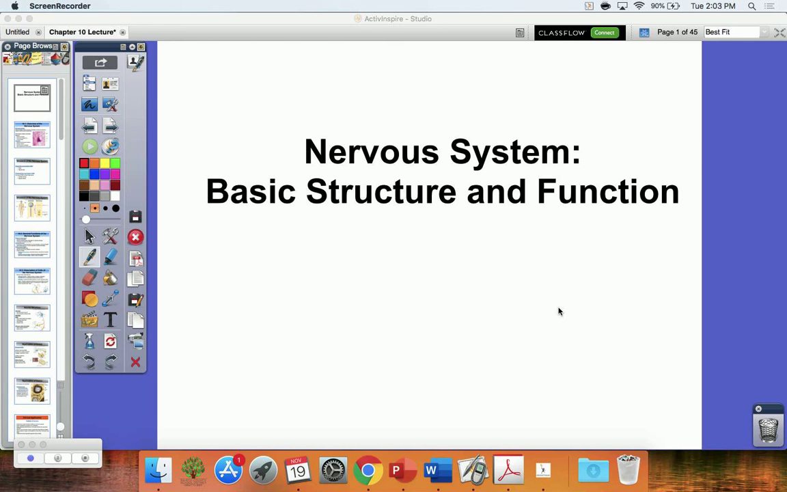We're going to get started with our next chapter. And the nervous system is actually split into several sections. This first part of the nervous system is on the basic structure and function of different parts of the nervous system. So we're going to talk about different types of nerve cells and the functions of those, and also the functions of different parts of the nervous system. We'll talk about things like neurotransmitters and some other structures as well.